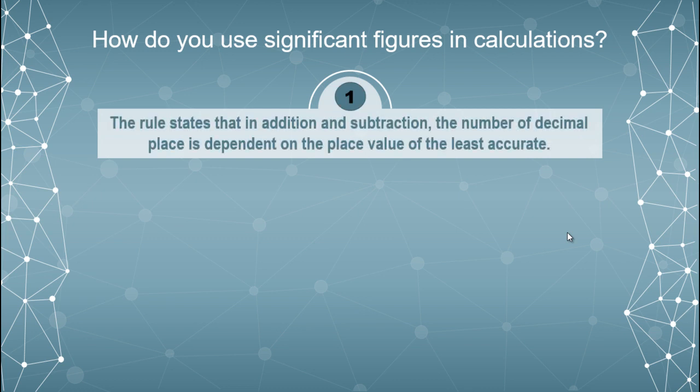For example, for subtraction, we have 5.5 liters minus 3.383 liters. So, what would it be? What we are going to do is, still, arrange it in vertical form. Then, we align the decimal points.